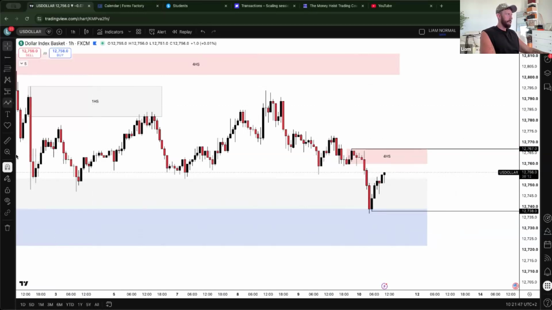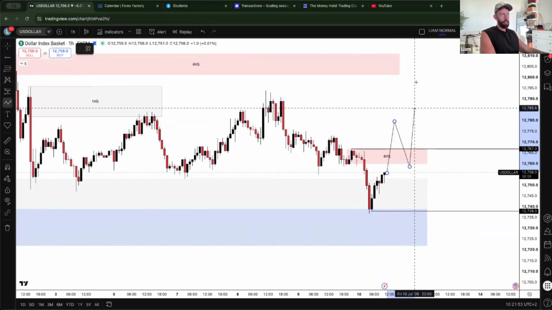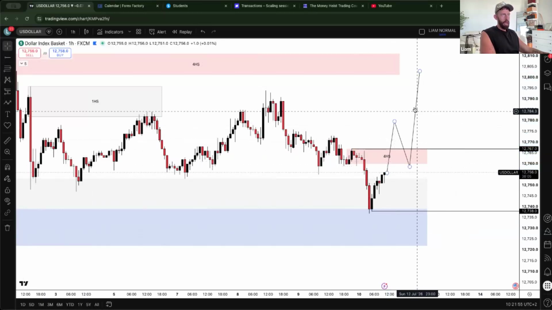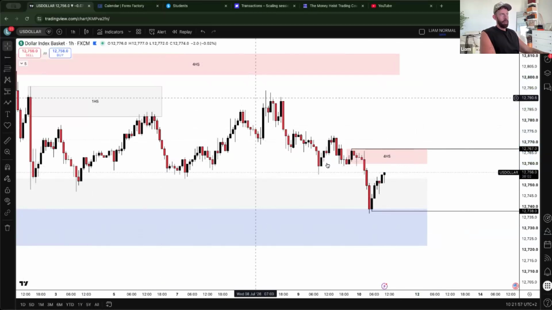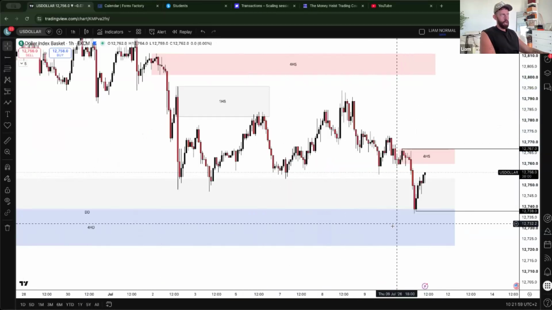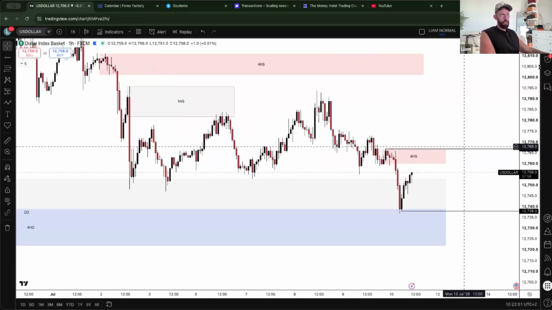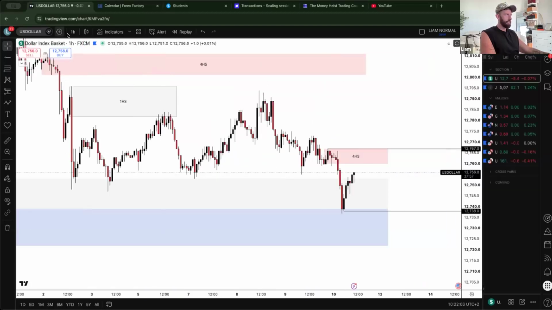So if market potentially does give us a bullish reaction, and it's pretty clear that we are then bullish, we can then look for the longs. But as of right now, I'm following this internal structure at this moment in time. So hopefully that makes clear sense to everyone.